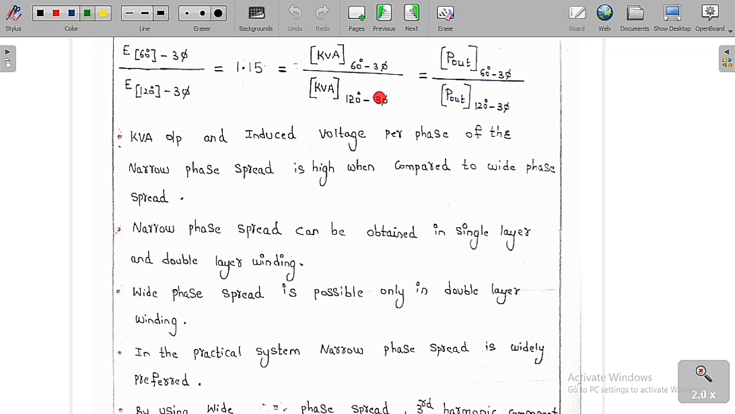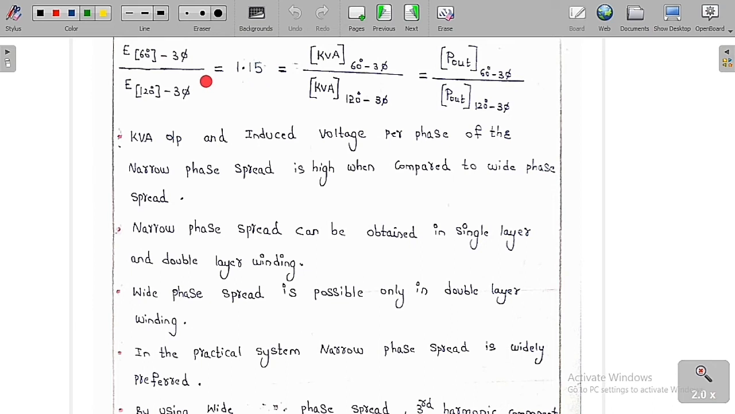So we can say that for a three-phase system, the ratio of the kVA rating, the ratio of the active output power, and the ratio of the EMF induced per phase are always the same, which is equal to 1.15. This is what I am trying to say, because here we have the same turns per phase. Both the numerator and denominator are a three-phase system, so turns per phase is the same, and they get cancelled. So all these three things are directly proportional to the kd. So that value we are going to get is equal to 1.15, as we have just seen.